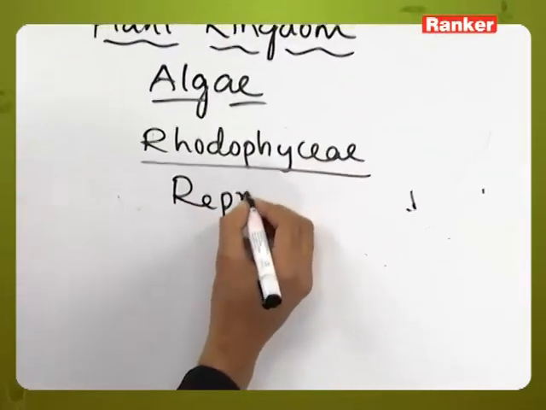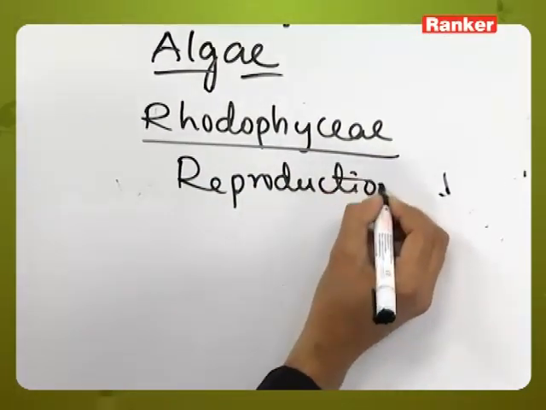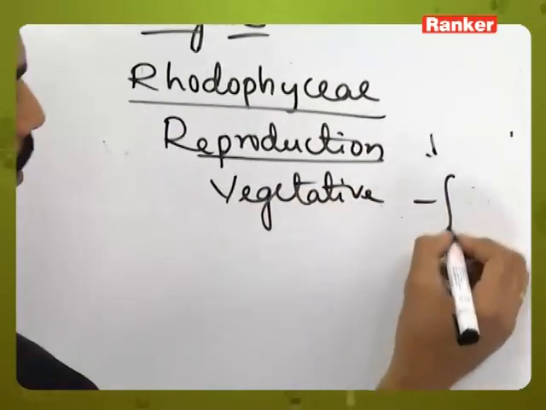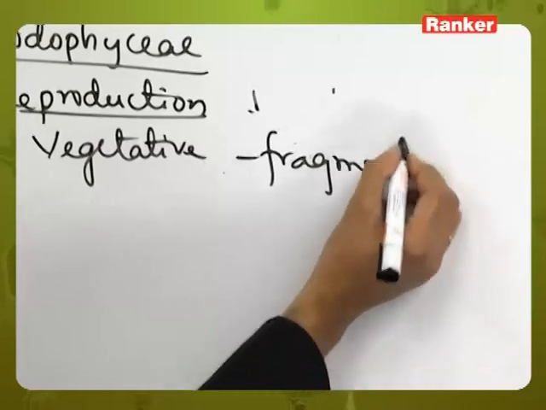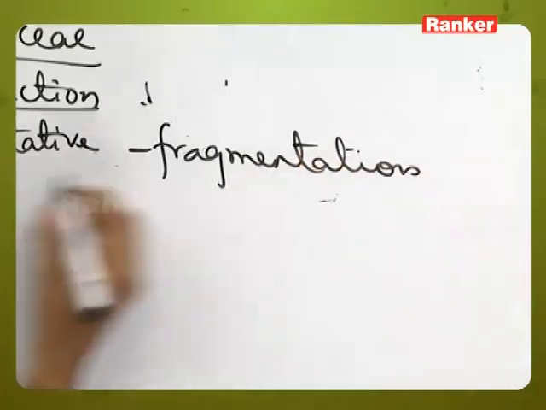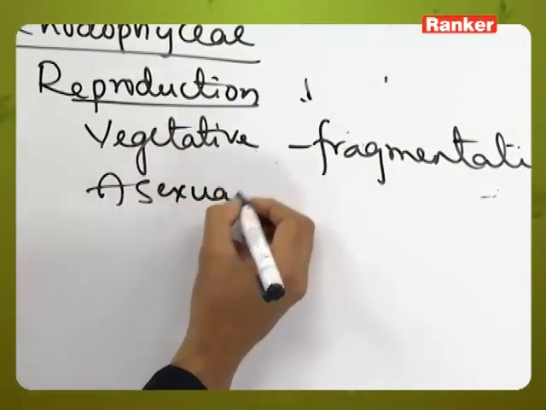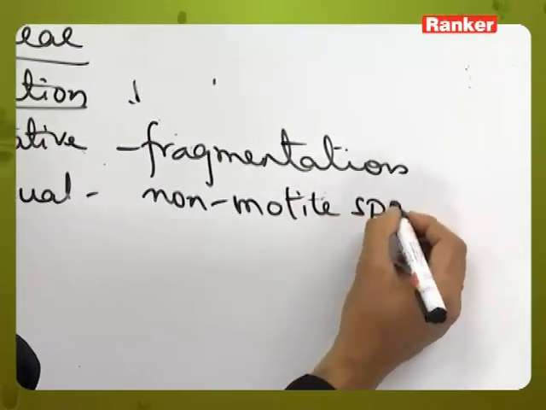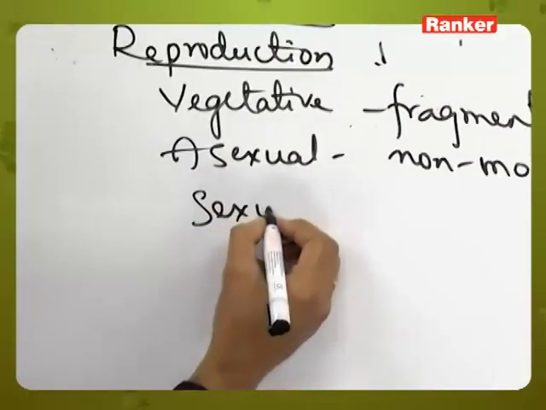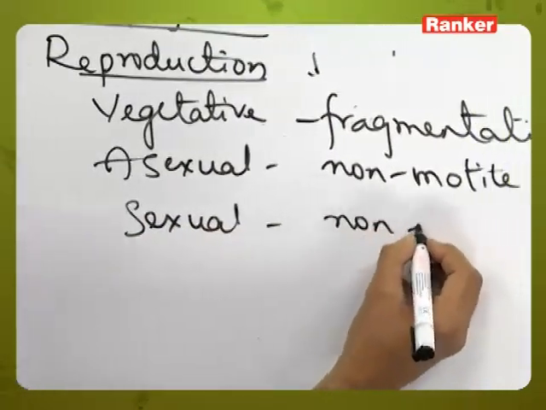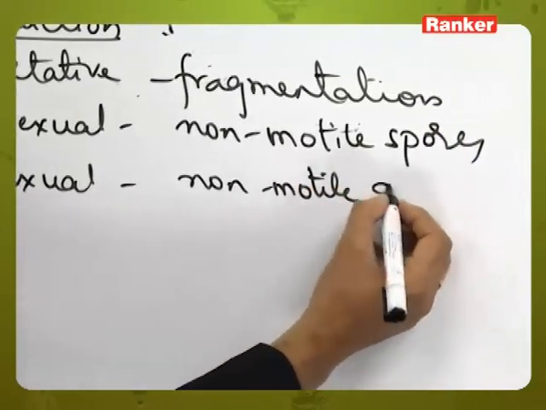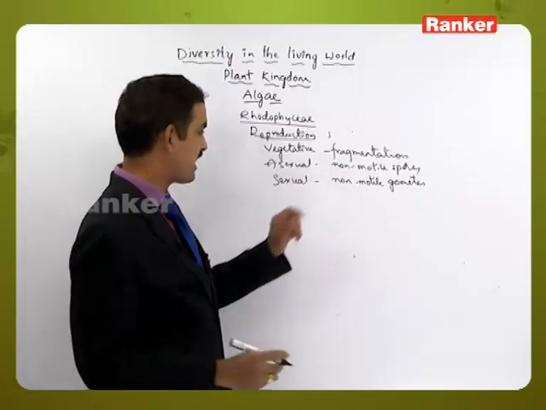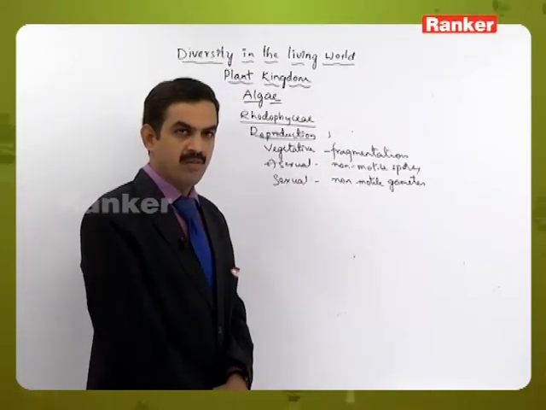Here these members participate in reproduction: vegetative reproduction by fragmentation, asexual reproduction by non-motile spores, and sexual reproduction by non-motile gametes, that is, aplanospores in asexual reproduction and aplanogametes in sexual reproduction.